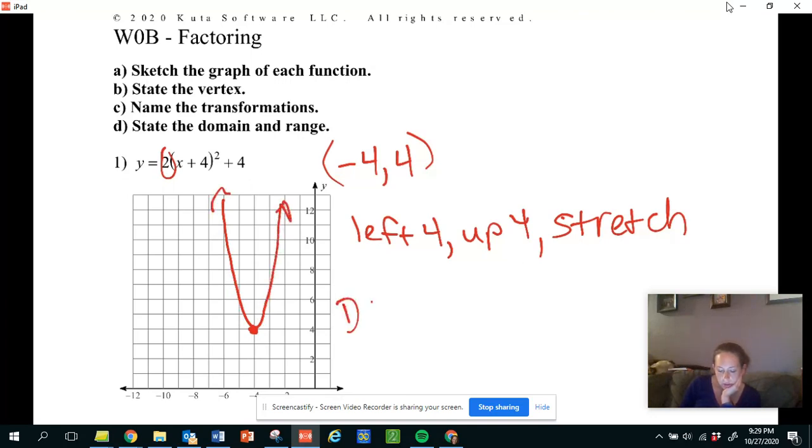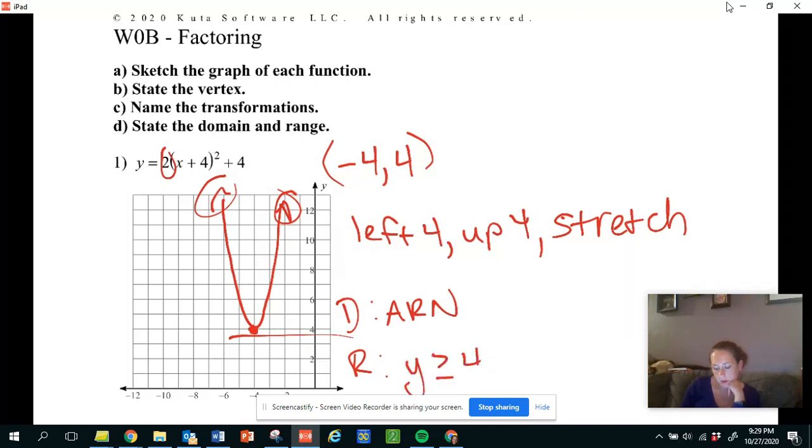Domain and range. Domain of quadratics is always going to be all real numbers since we have arrows pointing in the direction of the left and the right, and domain is dealing with the x-axis. And range, everything is above the vertex. So we're saying that all of the y's are greater than or equal to 4.